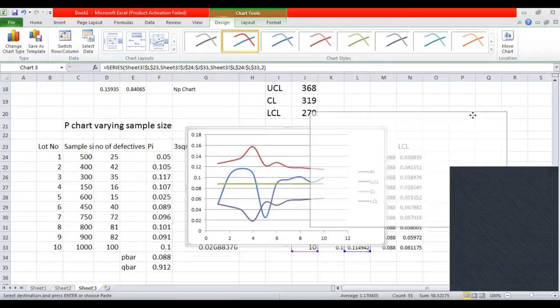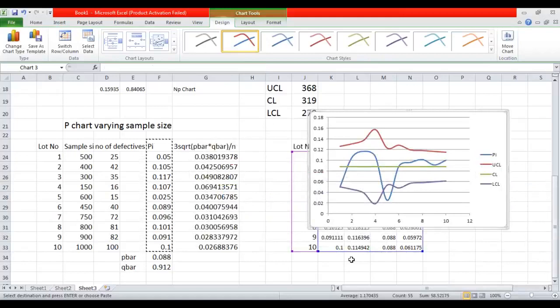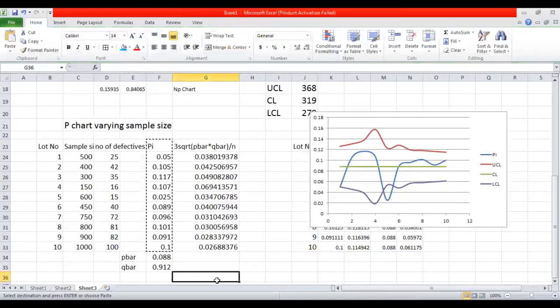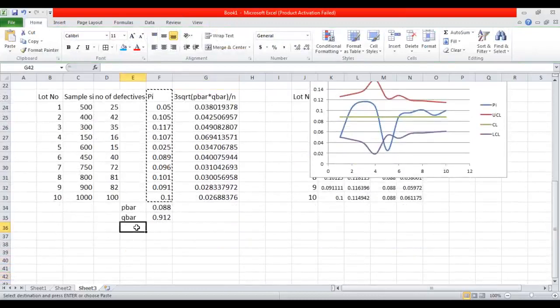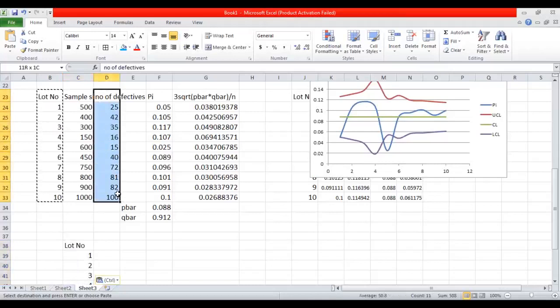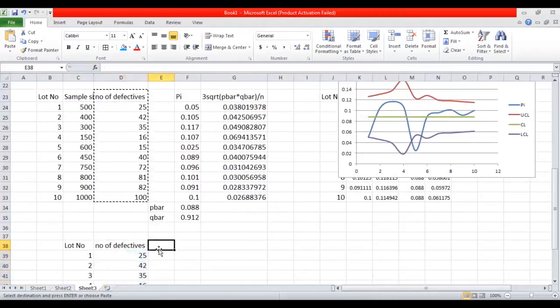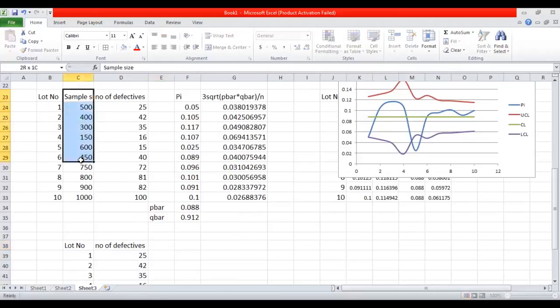For the same problem, you can construct the NP chart also. How do you construct the NP chart? For NP chart, you need N into PI value. So first you need the lot number, and next the number of defectives. Next, we are going to find the CL, UCL and LCL. First, I'll find the CL value. What is the CL value? Sorry, I didn't write the sample sizes.